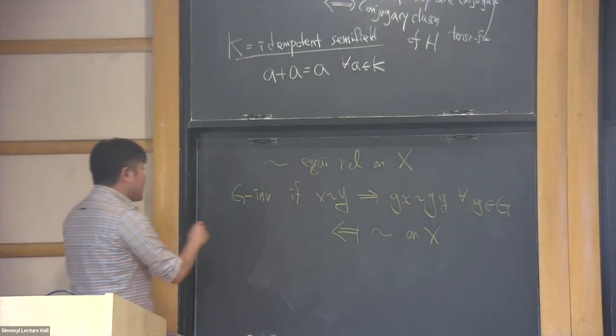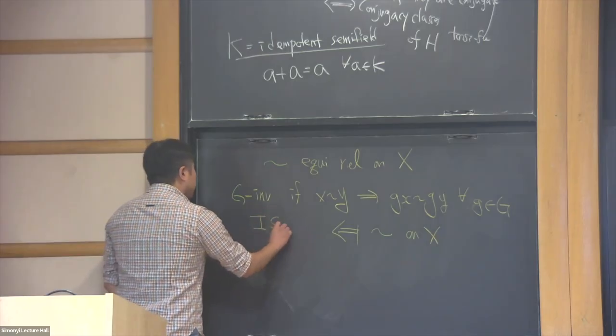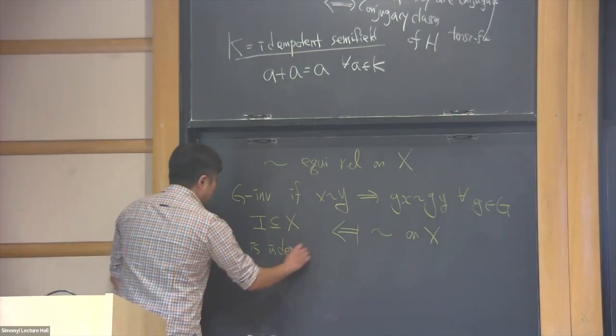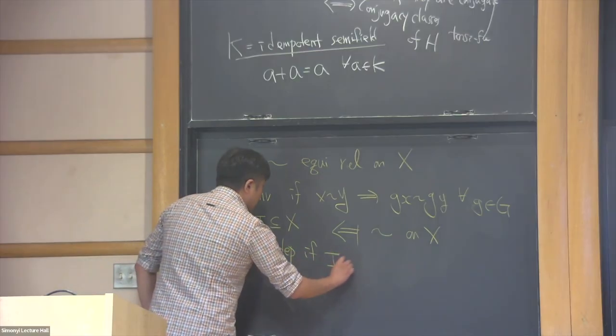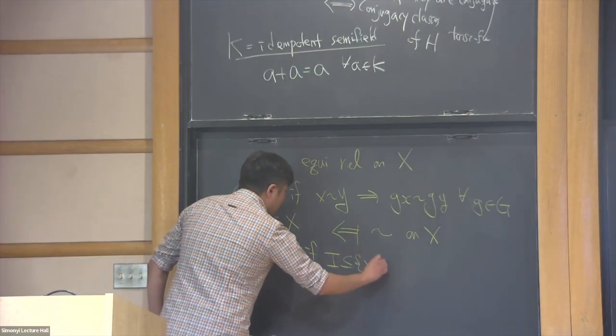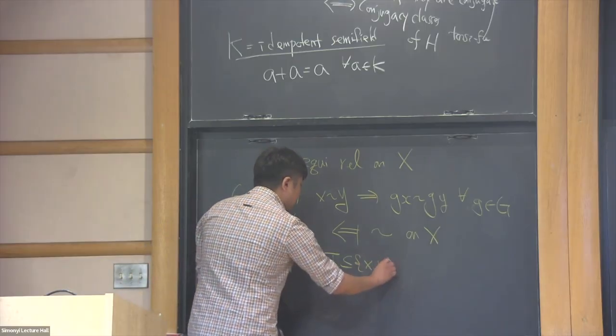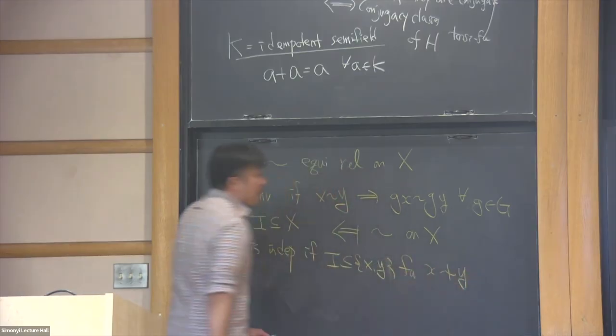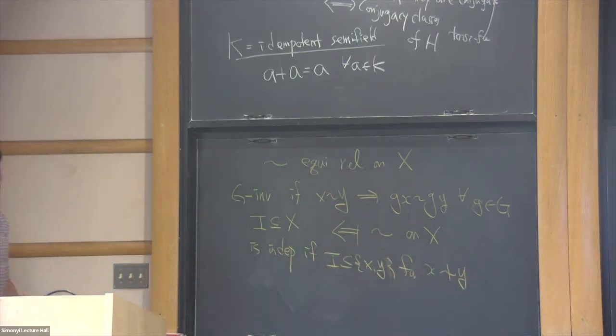then you can define a subset to be independent if it is a subset of {x, y} for non-equivalent elements x and y. Then that's going to give you a one-to-one correspondence. And this is a generalization of the theorem of Markers and Phillips in this way.